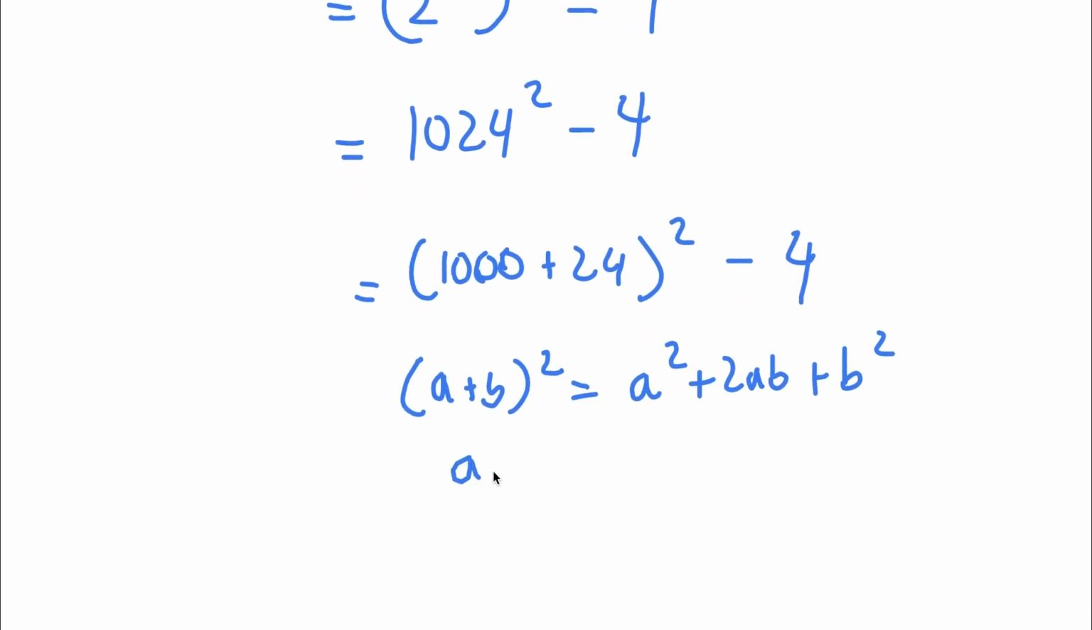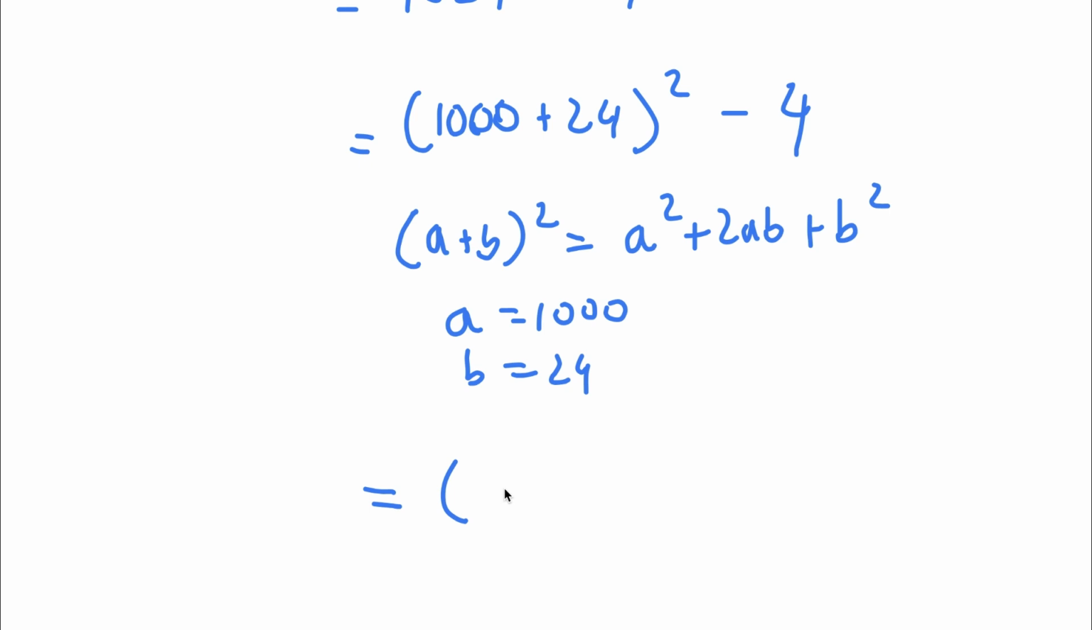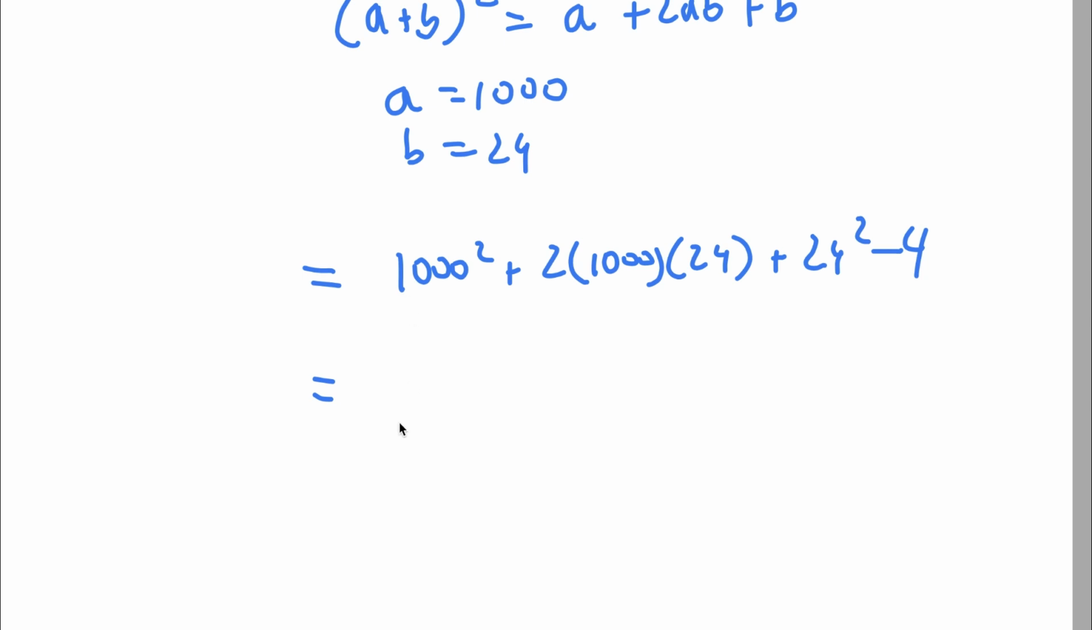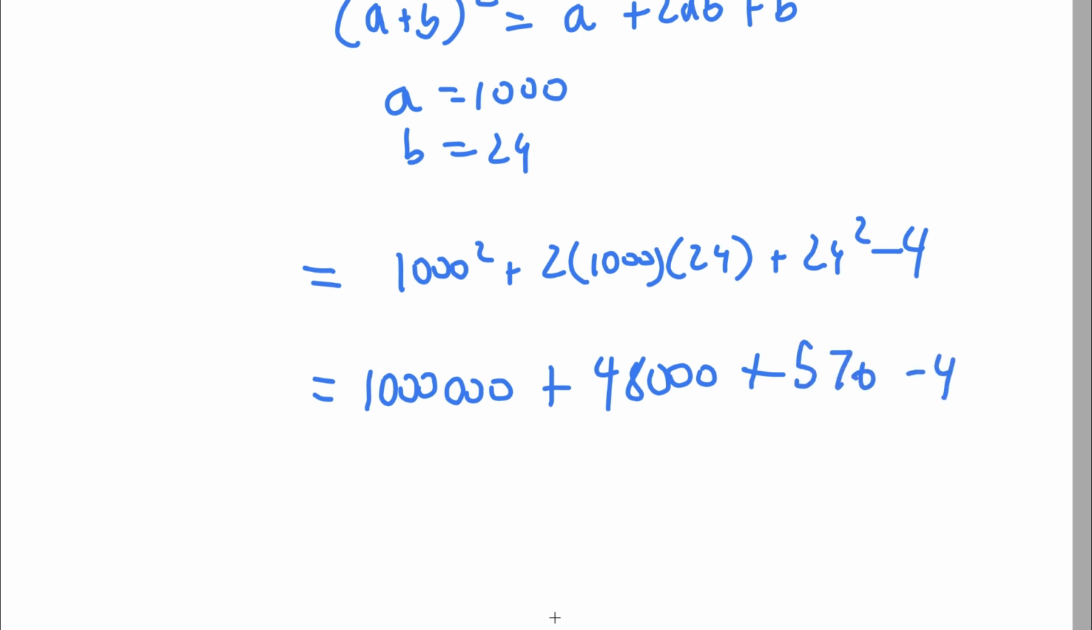So in this case, a is 1000 and b is 24. So this is going to equal 1000 squared plus 2 times 1000 times 24 plus 24 squared. Now I have this minus 4. Now 1000 squared, that's the same thing as 1 million. Now I have 2 times 1000, which is 2000, and 2000 times 24, that's going to be 48,000. Now I have this plus 24 squared, which is 576. I have this minus 4.